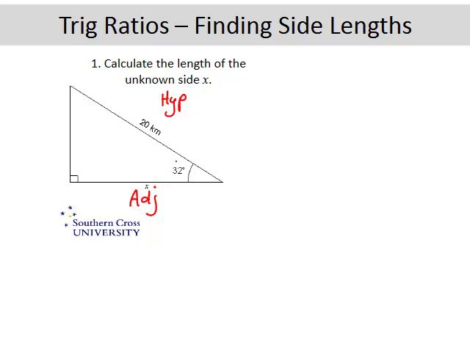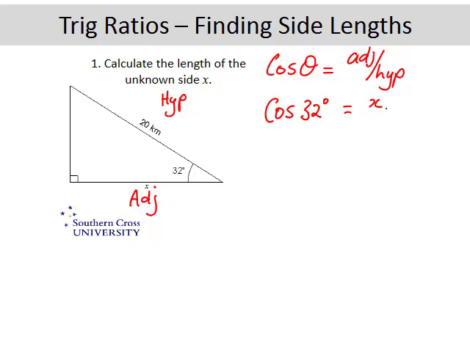So if we've got an angle and we've got an adjacent and we've got a hypotenuse, the trig ratio that we need to use is cos. So if we just write out the ratio, cos theta is equal to adjacent over hypotenuse. And we put in what we know for the situation. So cos 32 degrees is equal to x is the adjacent and the hypotenuse is 20.